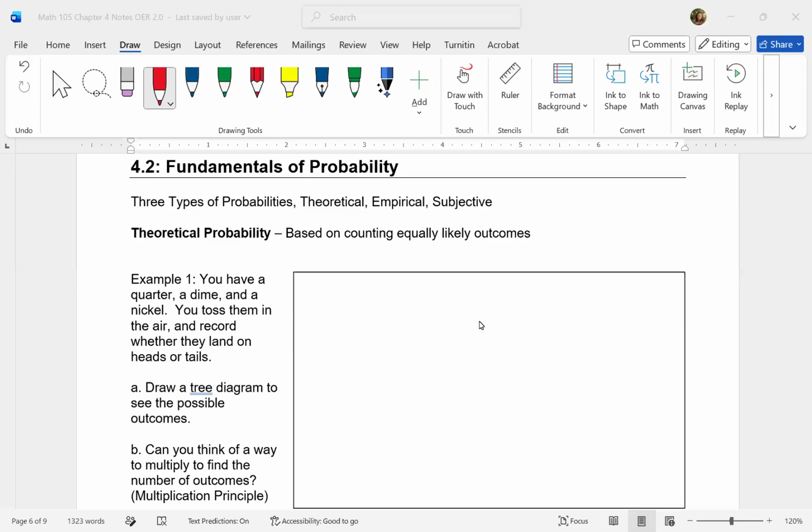In this video, we're going to talk about the fundamentals of probability. There are three types of probabilities we're going to look at: theoretical, empirical, and subjective. We're going to start with theoretical because it's going to take us a little bit longer, and we're going to use an example to start the thinking about theoretical probability.